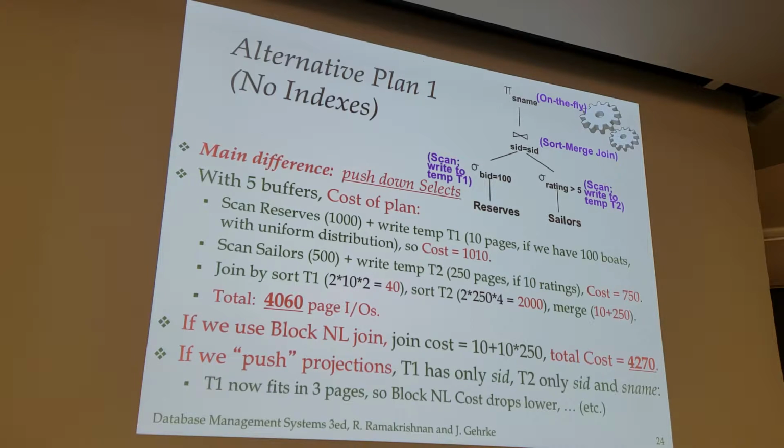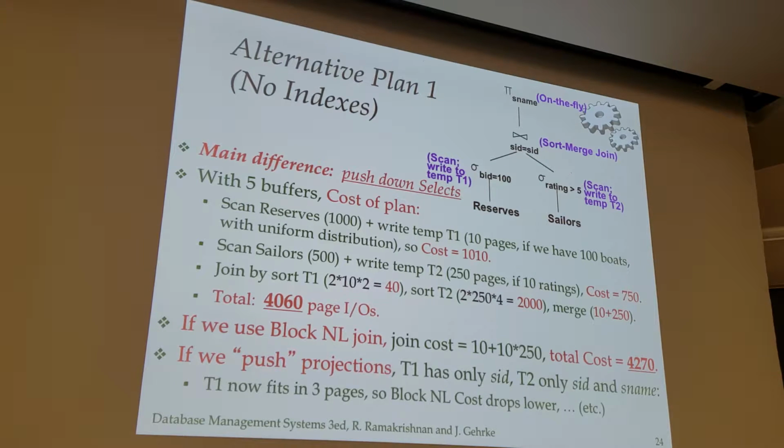Same thing, as you go through sailors, you're going to write to a temporary only those sailors who have the value of rating greater than 5. And if we assume that there are 100 different boats and that we have a uniform distribution of boats, that every boat is going to have 1/100th of the reservations, then we'll scan the reserves. It's 1,000 pages, so we're going to read those. The result that we get, if we assume that there are only 100 boats, is 1/100th of those pages, which is 10, right?